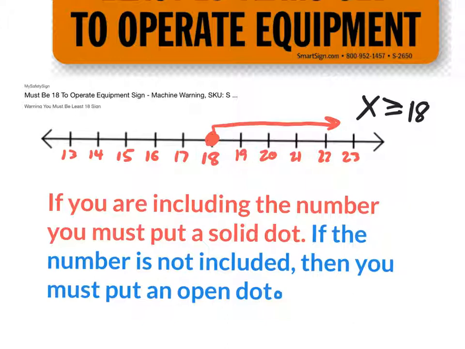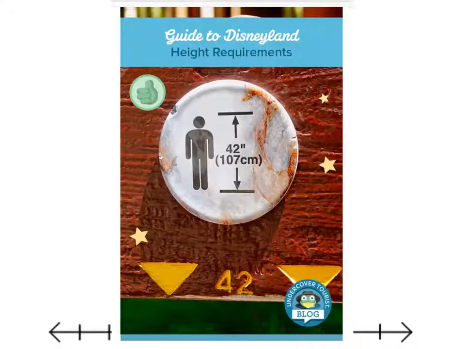Let's take a look at the next example. You want to go to Disneyland? You want to be able to get on all the rides? What does this sign say about that? And what is that certain height? 42 inches, right? 42 inches. And you know, you have to be able to interpret the signs.